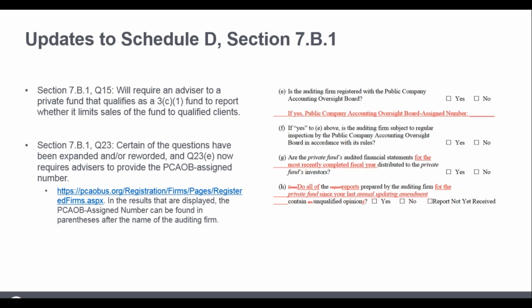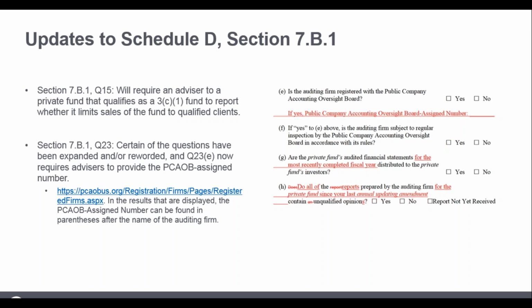If you're an ERA, you're not going to be required to make this determination, and you can simply answer no there. So if you're operating 3C1 funds and you're fully registered, you're going to want to revisit that definition of qualified clients, and also take note that for your 3C7 funds, this is not applicable, and that's due to the qualified purchaser standard and a higher level of eligibility for those investors to come into your funds.